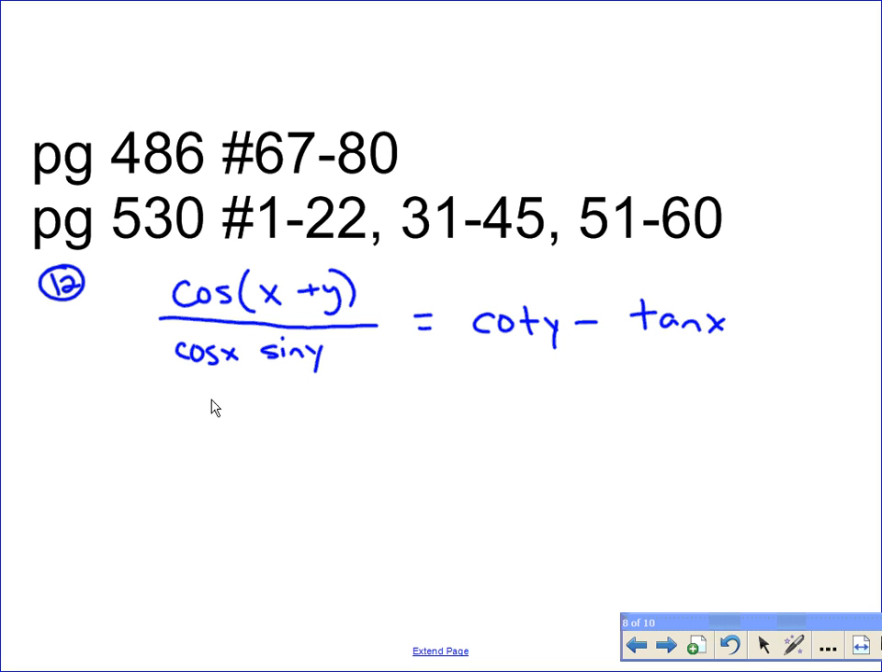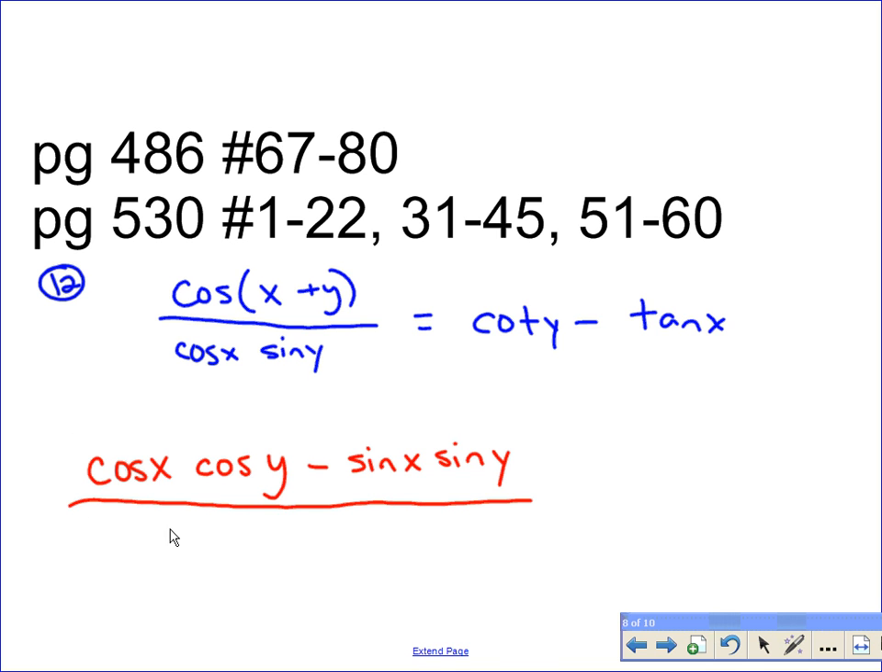Alright, so if I remember correctly, the cosine equation is cosine of the first, cosine of the second. And then the signs are opposite, aren't they, in cosine? So since it's plus, it will be minus sine of the first, sine of the second. And that's all over the cosine of x sine of y.